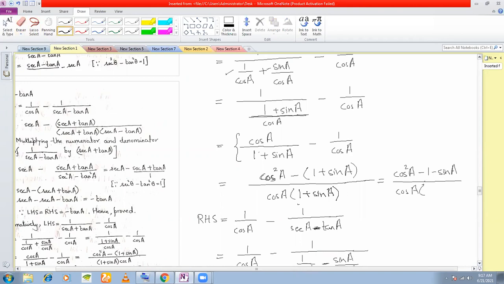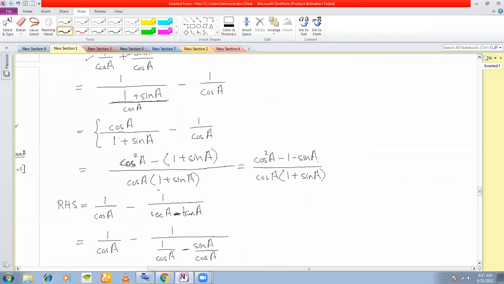So you get cos square A minus 1 minus sin A, and in the denominator you get cos A into 1 plus sin A. Okay, next, what can you do with this? See, cos square A minus 1 I have. So I can write this as 1 minus cos square A. And minus sin A, I write as it is. So here I get cos A by 1 plus sin A.